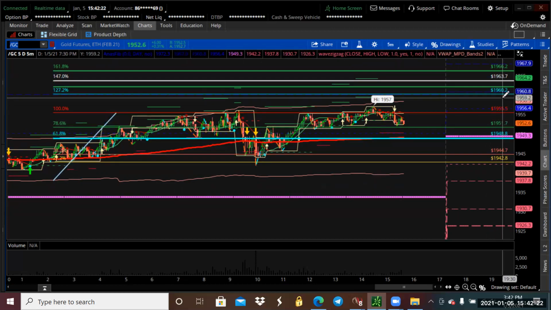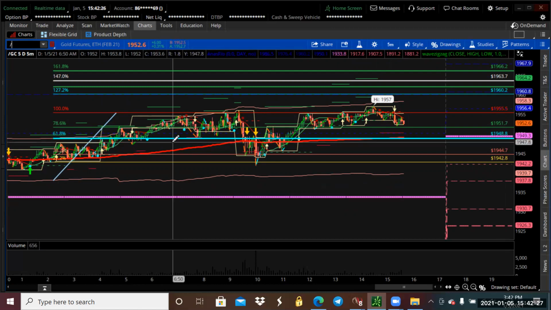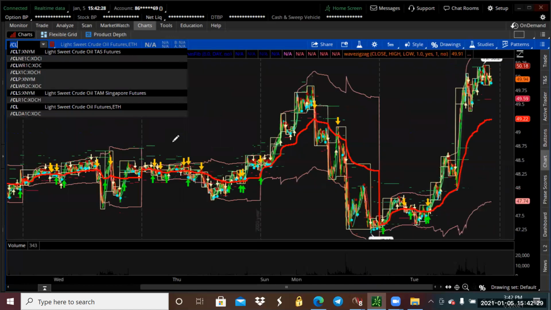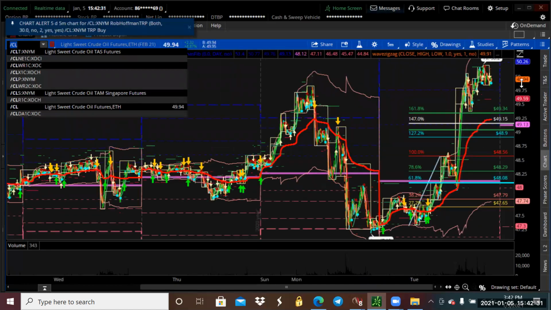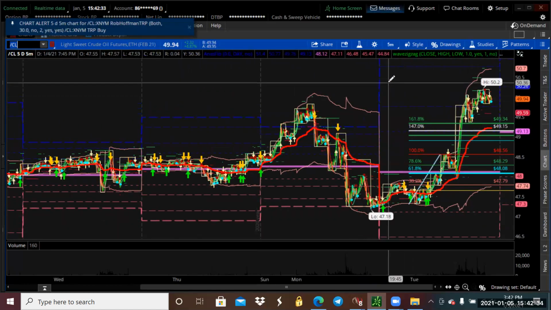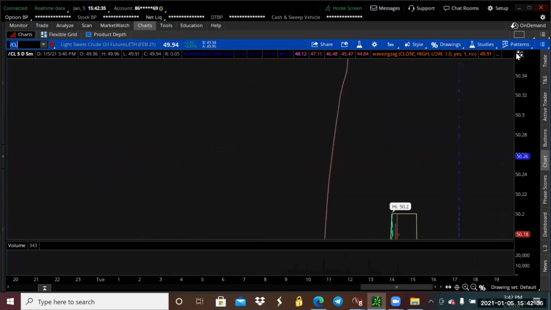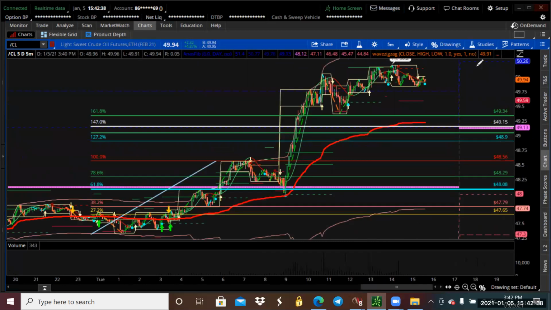I don't know that for sure, but that's what I'm looking for, and I'm still bullish on gold. So here is CL. CL is breaking out the 50 level. We talked about this earlier. Hold on.